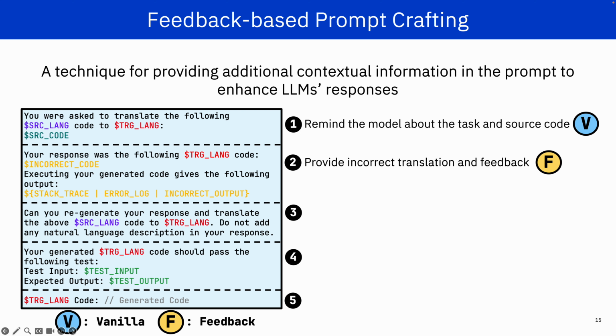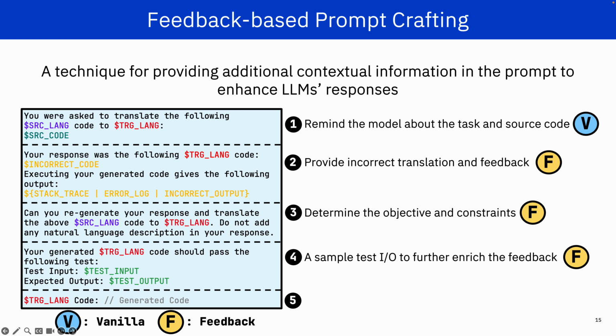However, the second part of our prompt is specific to feedback prompts. If there was an incorrect translation by the model, we provide a stack trace error log to the model as feedback, in order to enhance its performance and let it know what was wrong. The third part, also specific to feedback prompting, provides more objectives and constraints that the model should satisfy in the new response.